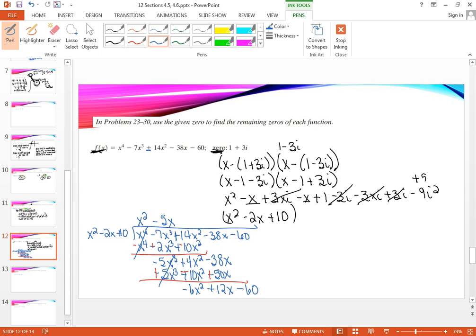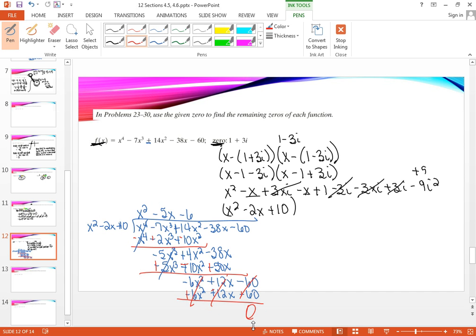X squared goes into negative 6x squared negative 6 times, and if we're lucky, it should go beautifully. Negative 6 times x squared is negative 6x squared. Negative 6 times negative 2x is plus 12x. Negative 6 times positive 10 is negative 60. Subtract, change the signs. That adds to 0. Okay. So where does that leave us?